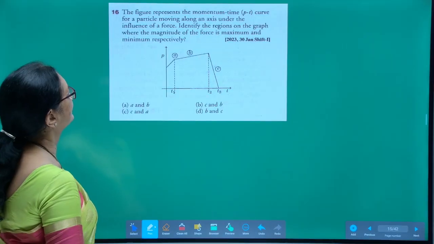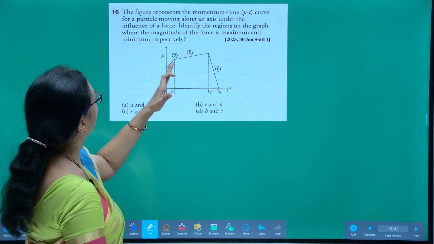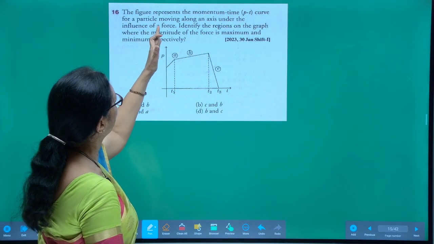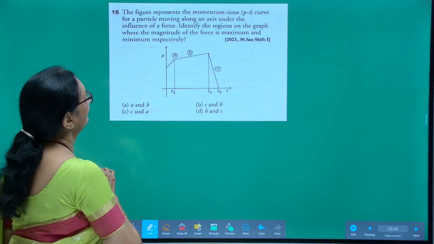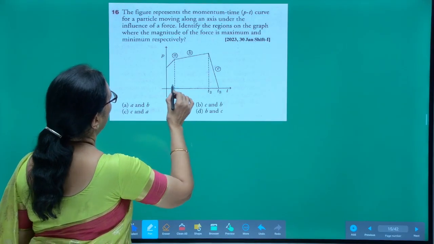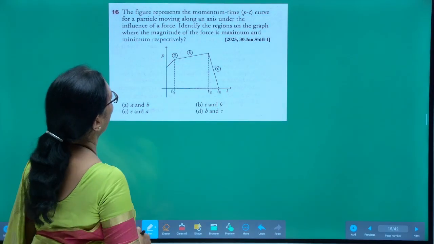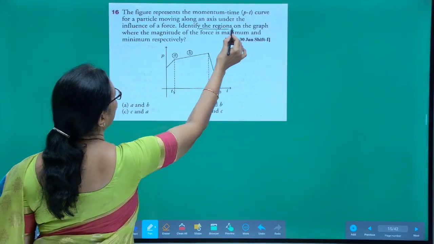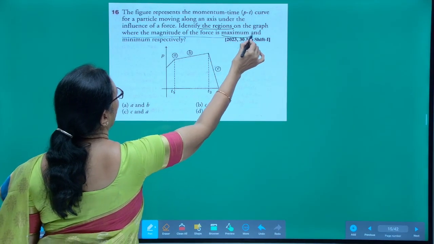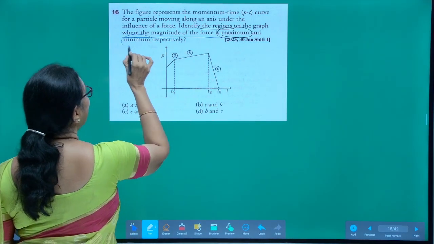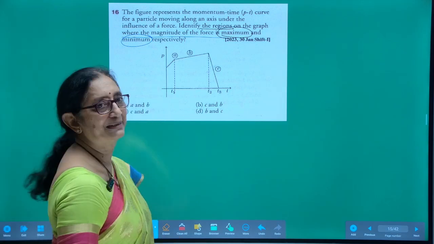Figure represents the momentum-time curve for a particle moving along an axis under the influence of a force. So, momentum-time graph. Identify the regions on the graph where the magnitude of force is maximum and then minimum respectively.